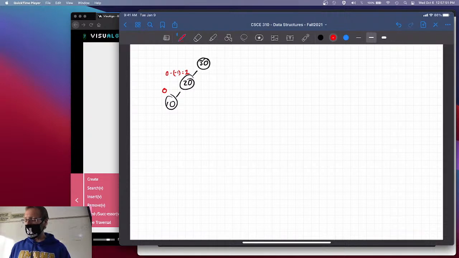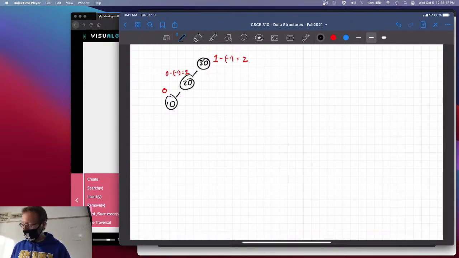What about the balance factor at 30? The left subtree is going to have a height of 1 minus the right subtree is empty, so it's going to have a height of -1. That gives me what? 2. Right? And it's positive, so I know that it's unbalanced to the left. What would the skew to the right look like? It would have a balance factor of -2. It's just a mirror image.